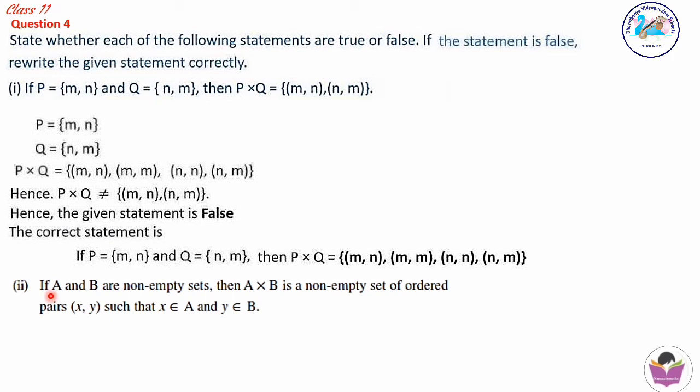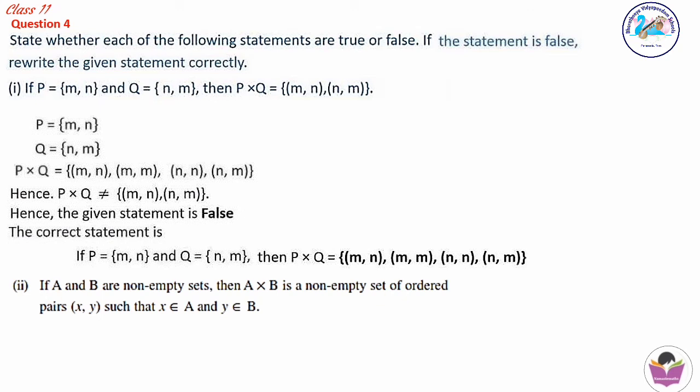When we are crossing these two sets, in which both sets have elements, they are not empty sets. So A has a particular number of elements, B also has a particular number of elements. Then A cross B is a non-empty set, meaning A cross B surely will also have a particular number of elements. If you write it as ordered pairs (X, Y), the first element belongs to A and the second element belongs to B. This is the given statement.